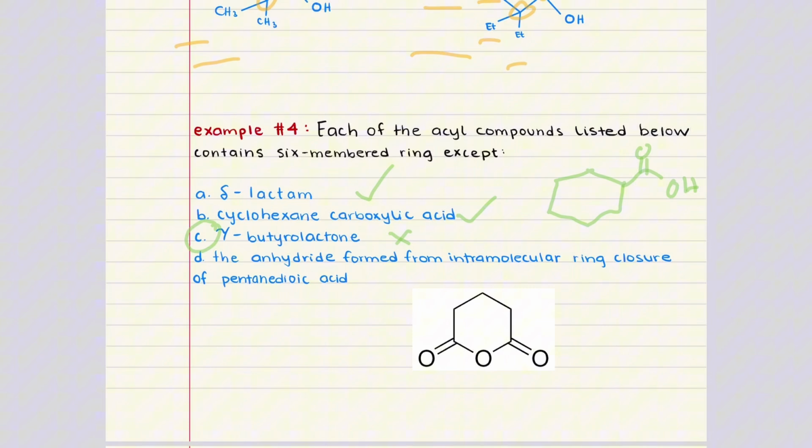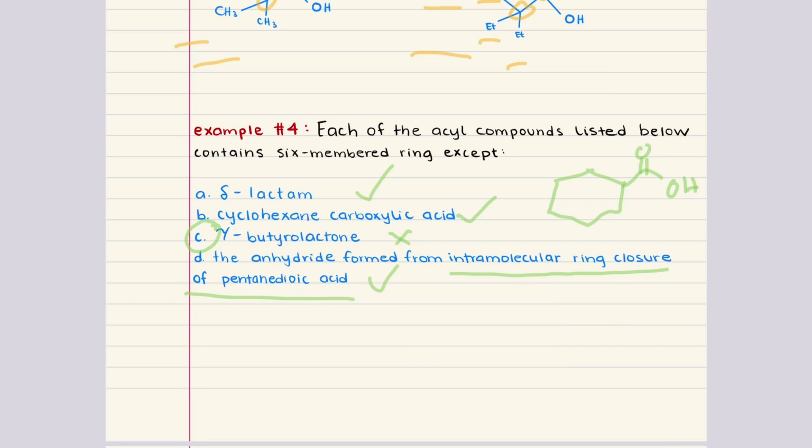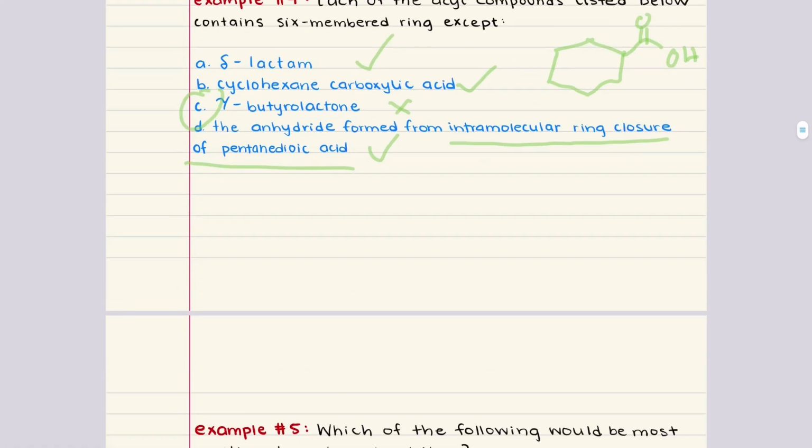Choice D says the anhydride formed from intramolecular ring closure of pentane-dioic acid. So drawing this out, pentane-dioic acid is going to have 5 carbon atoms, and when the 2 carboxylic groups react to form a cyclic anhydride, the ring formed includes the 5 carbons and 1 oxygen, which totals 6 atoms. So choice D also has a 6-membered ring. The only structure that does not form a 6-membered ring is choice C. So let's move on to problem 5.